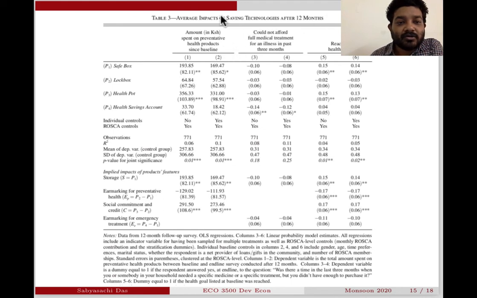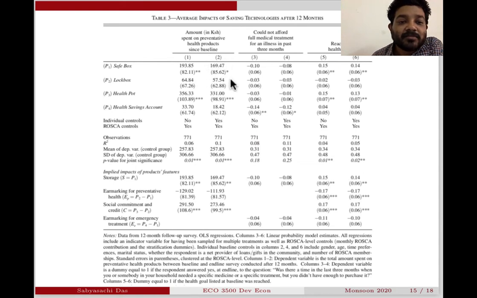What they're doing is, once they provide the instrument, they go away. There are follow-ups at various points in time: at 6 months, at 12 months, and then later at 3 years. I'm looking at the 12-month follow-up result. So 1 year after they were given this treatment, what you find is that the amount spent on preventative health products since baseline is significantly higher in the safe box experiment. Even after you control for the individual level, it's significantly higher.